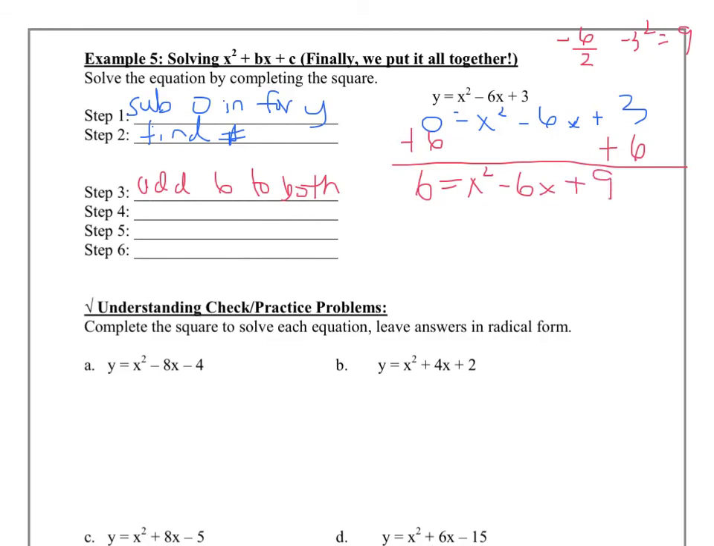Okay, now here I'm going to factor this trinomial. So when I factor, I'm just going to write it off to the side. 3 times 3 is 9, but 3 plus 3 is not negative 6. Negative 3 times negative 3 is 9, and negative 3 plus negative 3 is negative 6. Okay? So what this becomes is x minus 3 times x minus 3 is equal to 6. Okay?